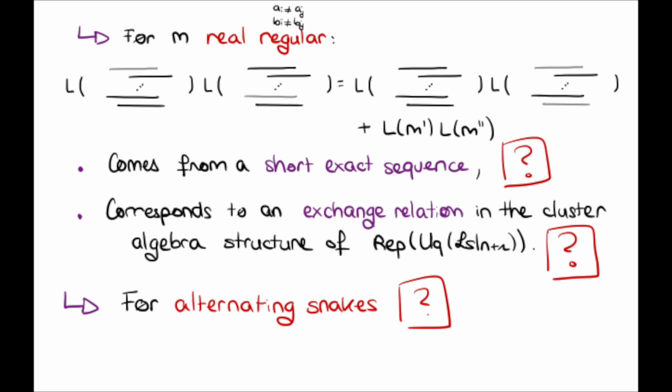So for real regular, we have the same kind of relation. But in that case, we don't know that it comes from a short exact sequence, and we still don't know that it comes from an exchange relation in a cluster algebra structure. But we have a similar nice generalization of a relation like this. And the next step is for alternating snakes. Since now we know from this year that it has a determinant formula, can we write such a relation to get a new family of relations in these simple representations?